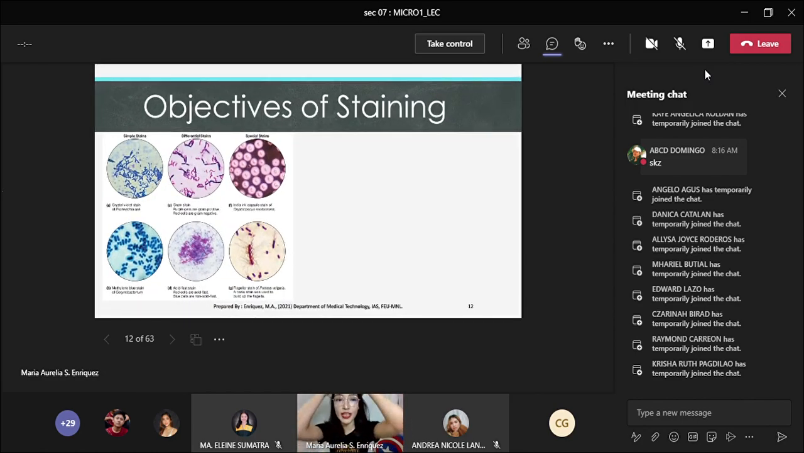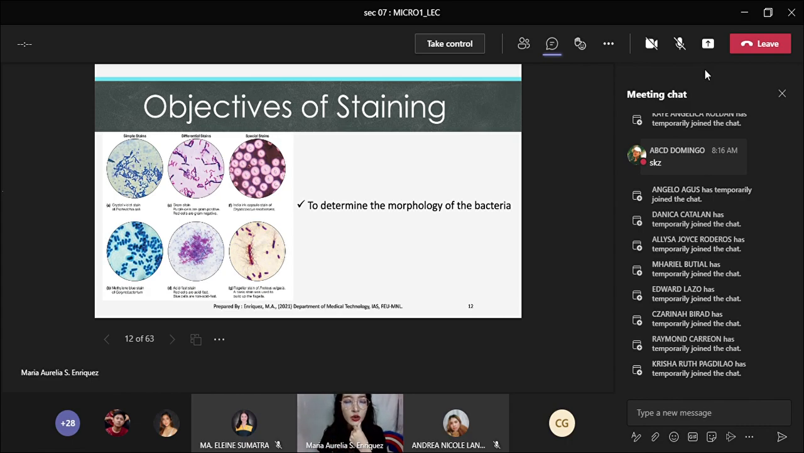Alright, so before we get to the different staining techniques, ano nga po ba yung mga objectives of bacterial staining? So why do we do this? First is to determine the morphology of the bacteria, kasi po mas madali nating ma-visualize yung shape and arrangement ng mga bacterial cells if we stain them first before viewing them microscopically.